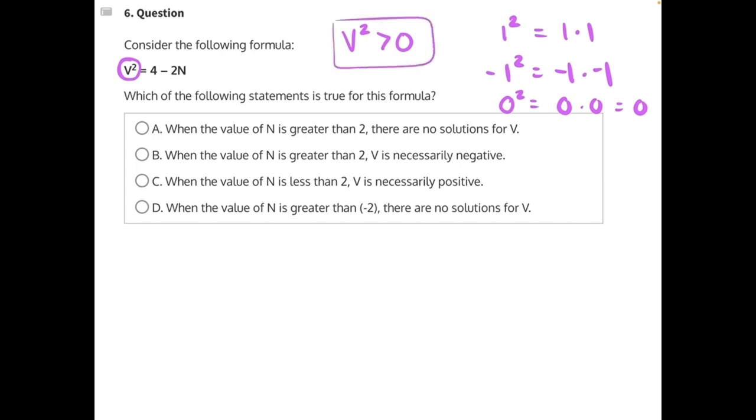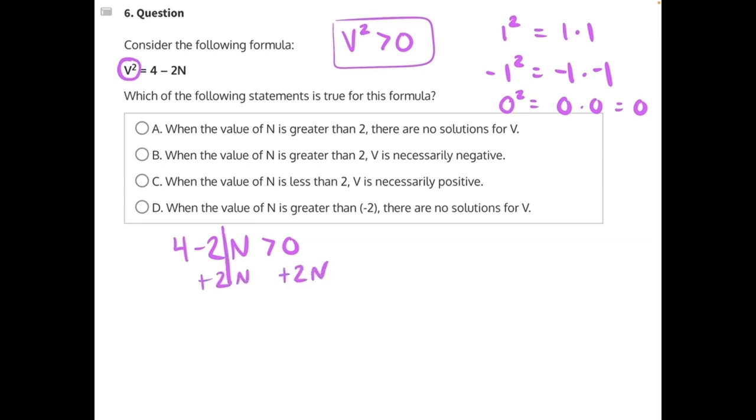And what that allows us to do is rewrite our expression to say 4 minus 2n, instead of being equal to v squared, it's greater than 0. And now we have an inequality that we can solve and maybe use to figure out which of these statements are true and false. So let's start any other way we would do solving an equation, which is with opposite operations. 2n is being subtracted, so let's add 2n to both sides.